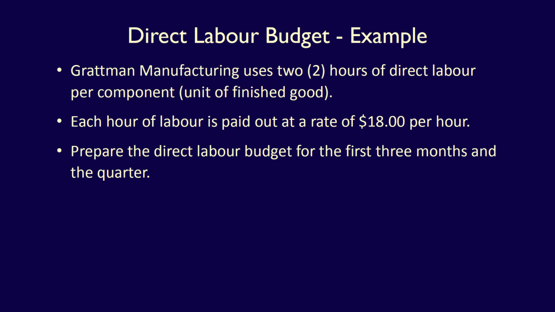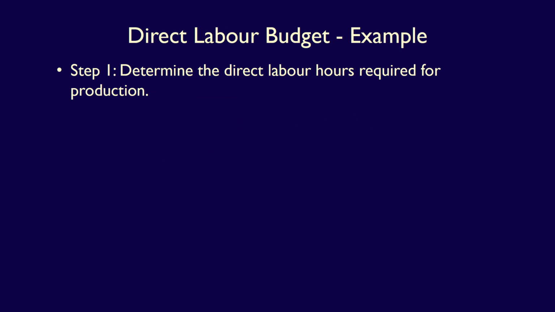Gratman Manufacturing uses 2 hours of direct labor per component. Each hour of labor is paid out at a rate of $18 per hour. Prepare the direct labor budget for the first 3 months and the quarter. Step 1 is to determine the direct labor hours required for production. This is the total number of hours of direct labor needed.